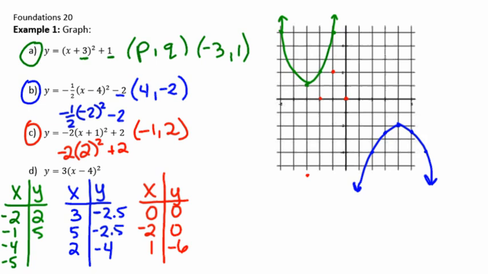And negative 3 should be negative 6 as well because of symmetry. So negative 3 plus 1 is negative 2, squared is 4, times negative 2 is negative 8, plus 2 is negative 6. So yes, it does match on the other side.